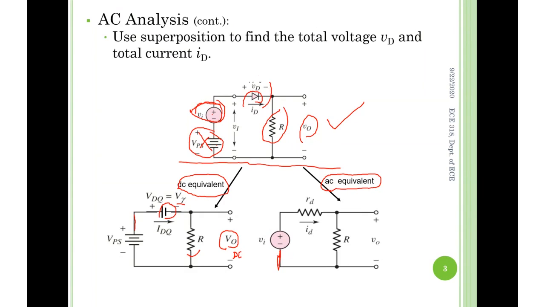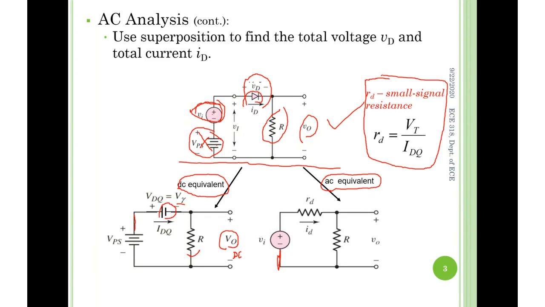Replace the diode by what? Small signal model. Remember, we just mentioned small signal model, right? So here, of course, this is something new. What is the diode small signal model? Very, very easy. Okay, this is the formula you want to keep on your cheat sheet, or say formula sheet.